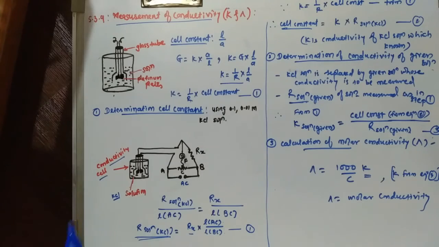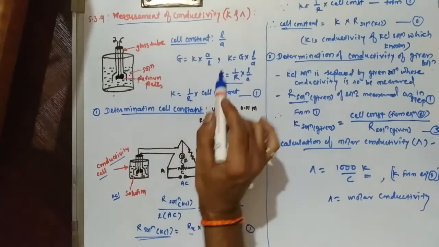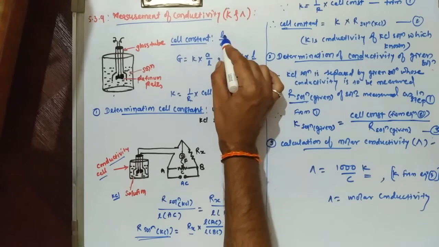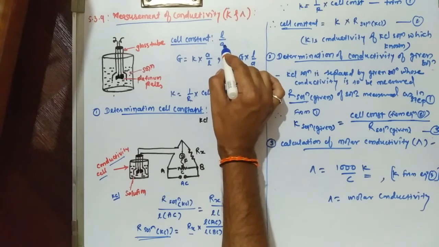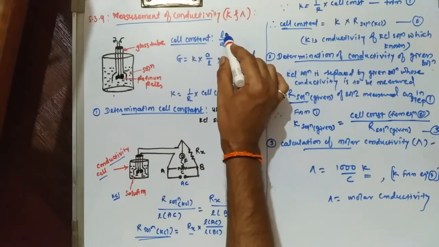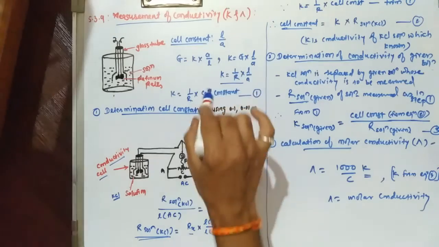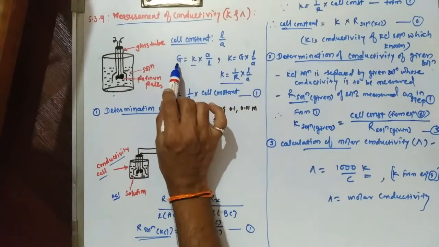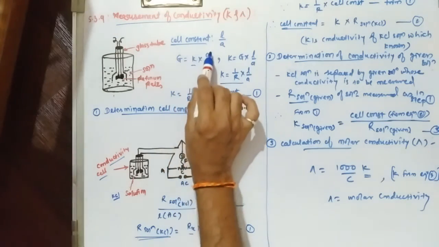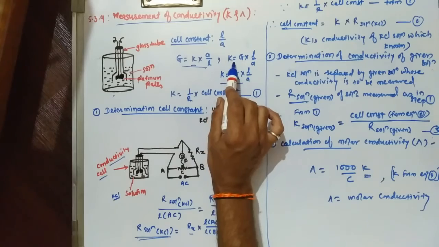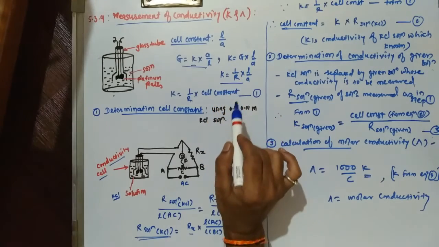Now the next thing we need is the cell constant. What is cell constant? The ratio of L, the distance between the two plates or electrodes, divided by the cross-sectional area A, is the cell constant. How is this L by A related with conductivity K? See this equation: the conductance G is equal to K into A upon L. This equation we have already seen. After rearrangement, this becomes K is equal to G into L upon A.